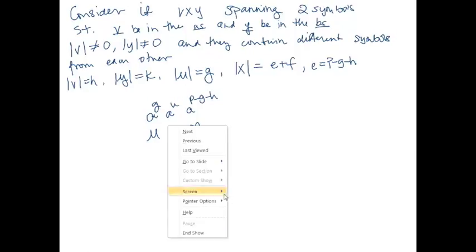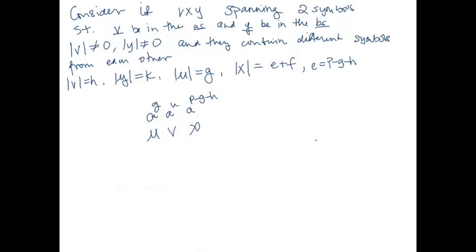X spans the boundary, so it has some B's as well. So this big chunk is X. I'm going to define how many B's X has in a minute. I can just turn that into a B. B to the K is Y.